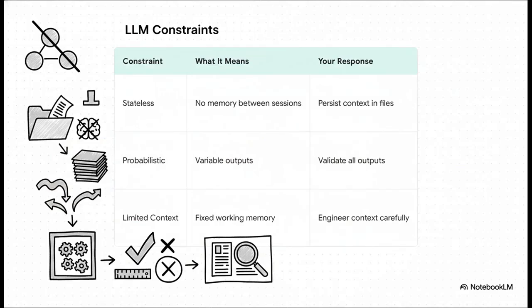So let's just do a quick recap. The model is stateless, so it has no memory. Your response? You persist context in files. The model is probabilistic, so its outputs vary. Your response? You validate everything, no exceptions. And finally, it has a limited context, a fixed workspace. Your response? You engineer your context with surgical precision, quality over quantity.